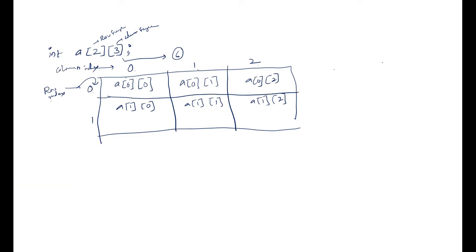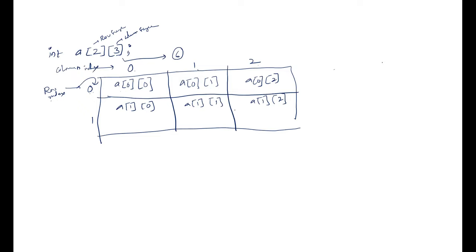The combination of 0, 0 is A of 0, 0. The combination of 0, 1 is A of 0, 1. The combination of 0, 2 is A of 0, 2. The combination of the second row and first column is A of 1, 0. The second row and second column is A of 1, 1. The second row and third column is A of 1, 2. These are the variables.